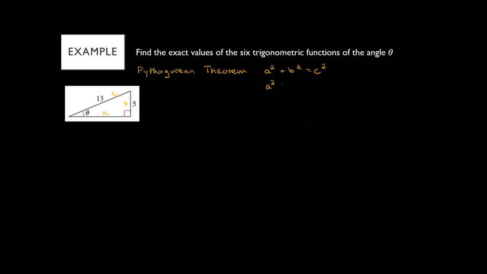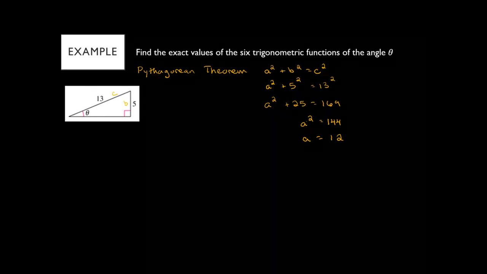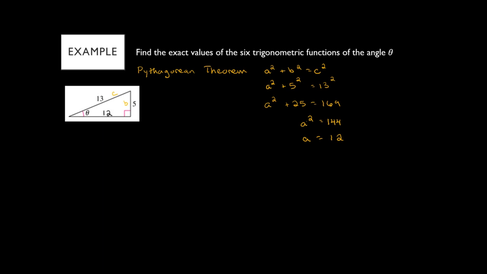So I've got a squared plus 5 squared equals 13 squared. So that's a squared plus 25 equals 169. And then 169 minus 25 is 144. And when you take the square root, that gives you a side length of 12. So our missing side is 12. So I'm going to go label that on our triangle.